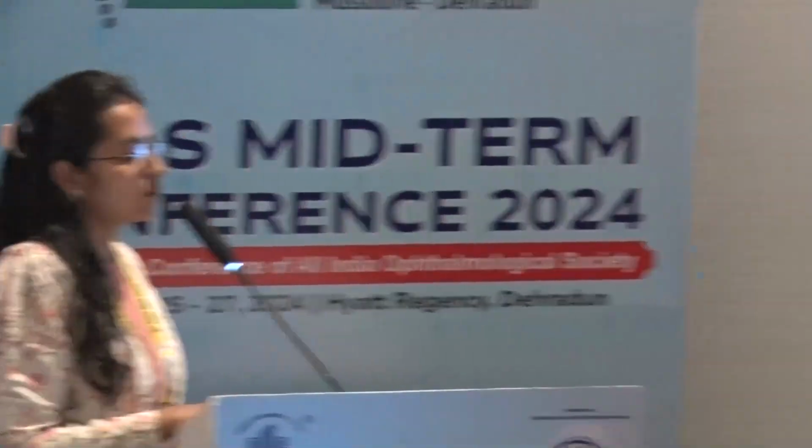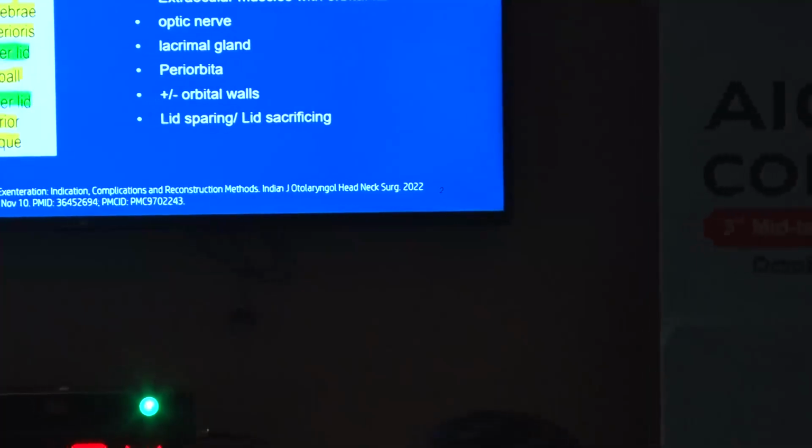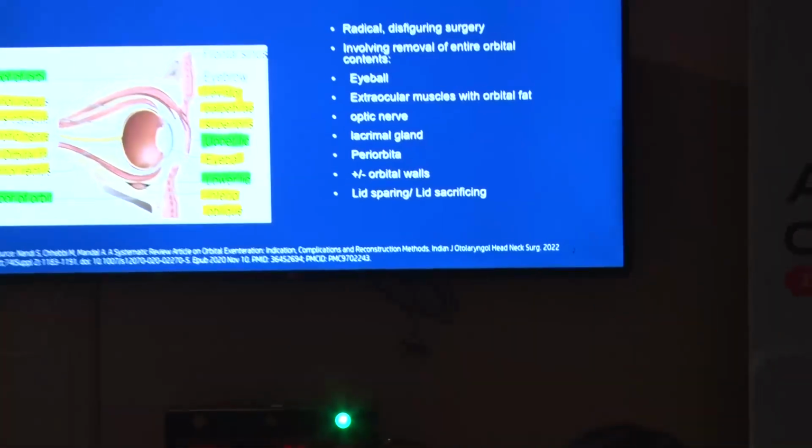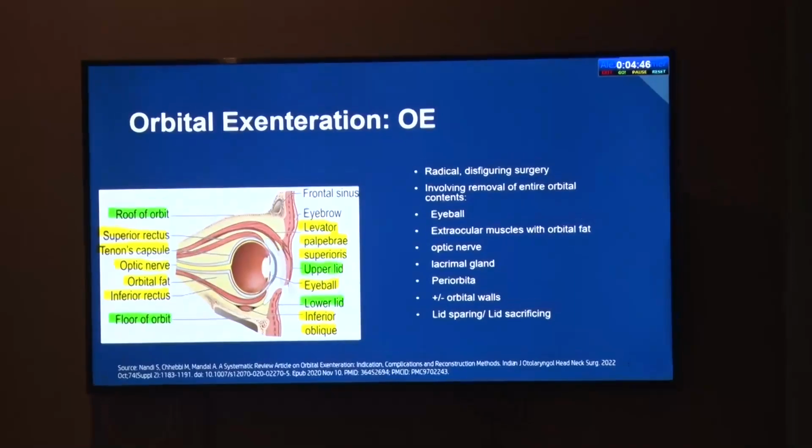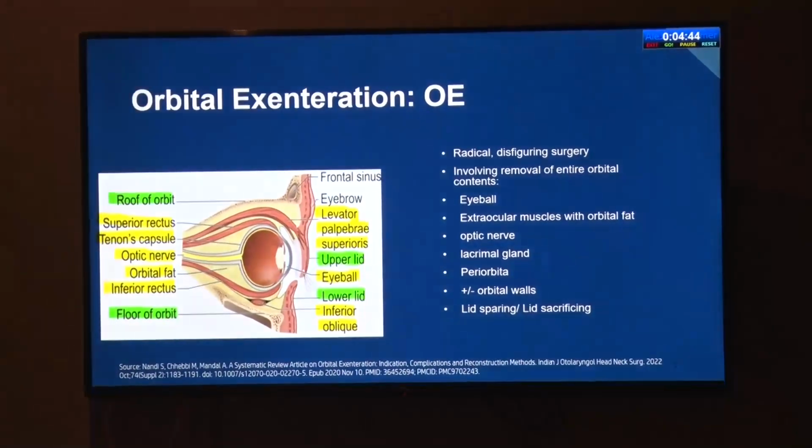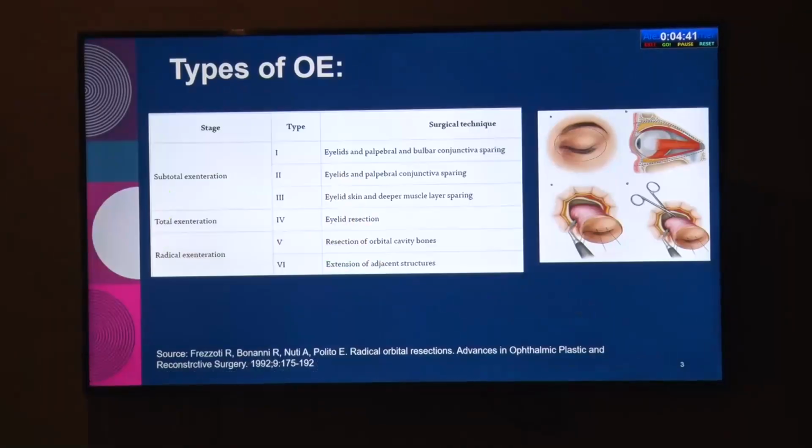I'll be presenting a case series on orbital exenteration. Orbital exenteration is a radical and disfiguring surgery involving removal of the entire orbital contents, including part of the optic nerve as well as the lacrimal gland. Some pathologies also warrant the removal of orbital walls. They may be lid sparing or lid sacrificing.